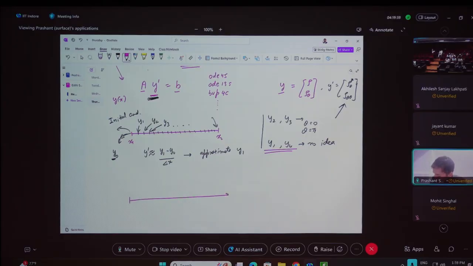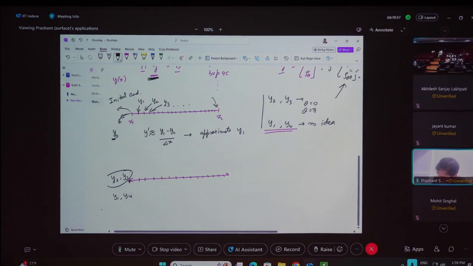It will discretize everything into small elements. I know the initial conditions for y2 and y3. Fine, I'll use that. For y1 and y4, you guess something, and then you solve your problem, and you get some solution.